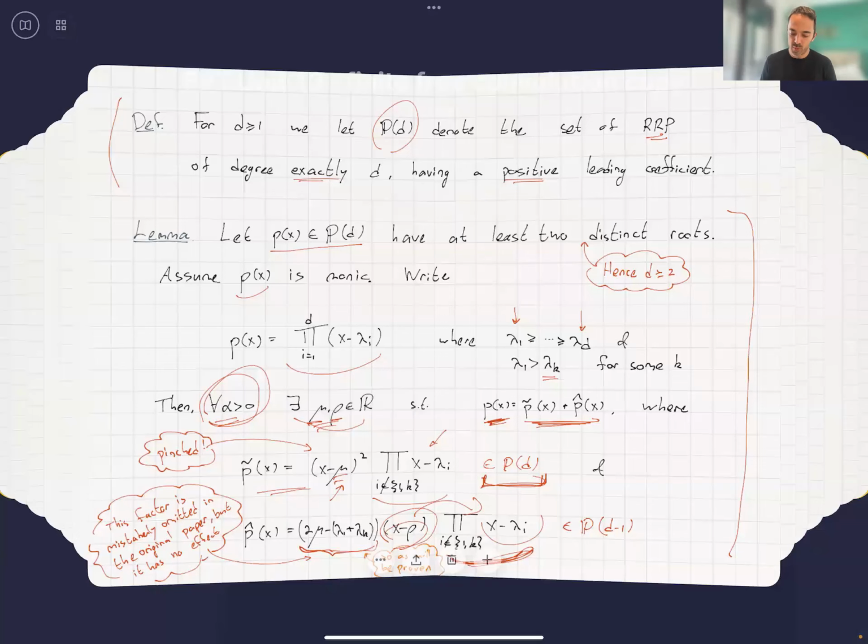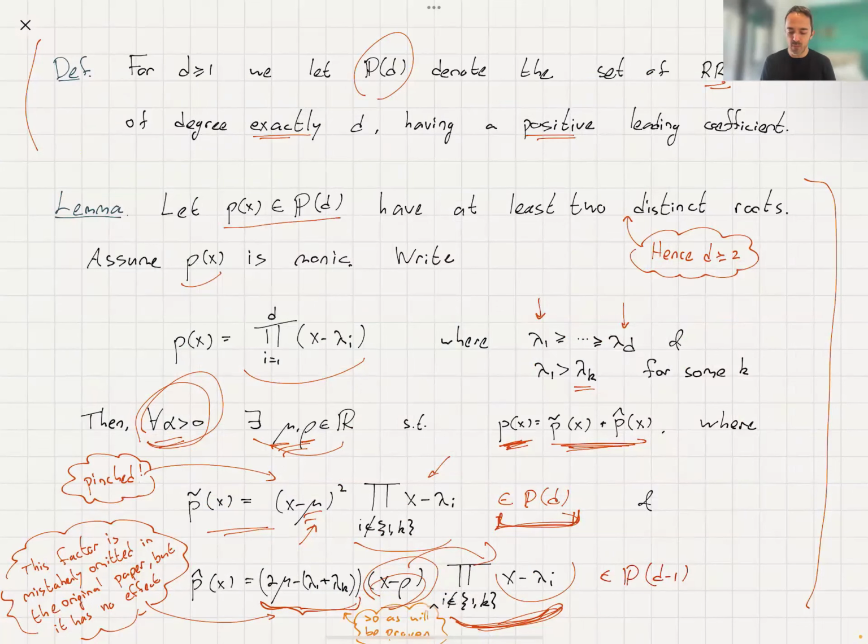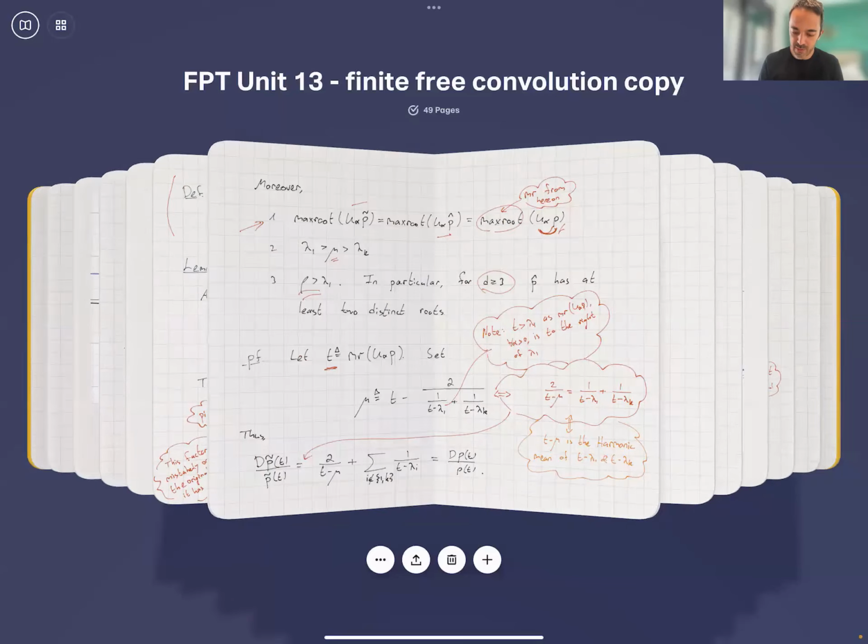And if you recall, P tilde and P hat are variants of P. We replace lambda 1 and lambda k as roots when constructing P tilde and P hat from P. In P tilde, we want to add mu as a double root. And in P hat, we want to add rho as a root, and one root only, so the degree will decrease by 1. The definition of mu is very explicit, and rho also, but let's start with mu and define it as follows.